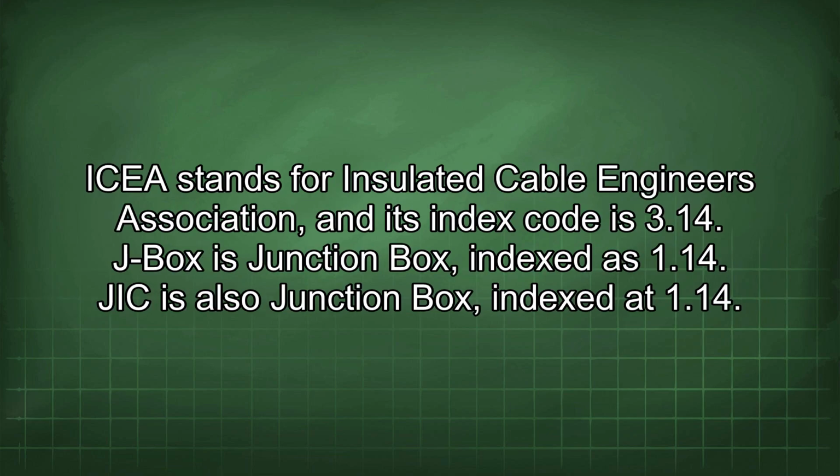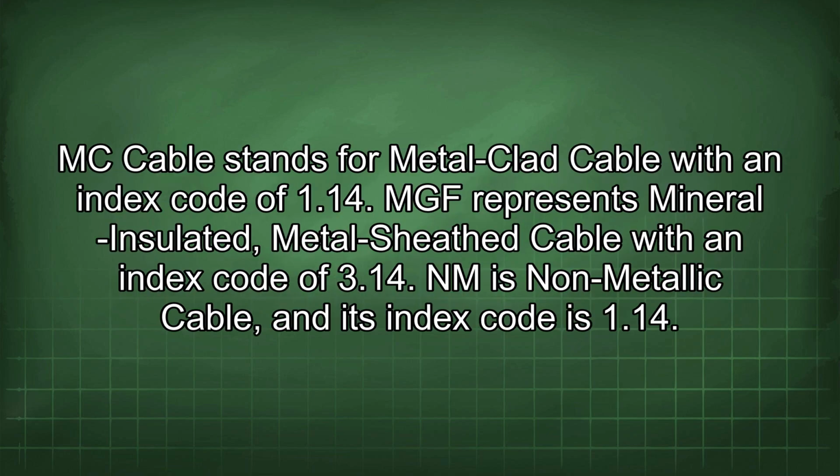ICE stands for Insulated Cable Engineers Association, and its index code is 3.14. J-box is junction box, indexed as 1.14. JIC is also junction box, indexed at 1.14. MC cable stands for metal clad cable with an index code of 1.14.